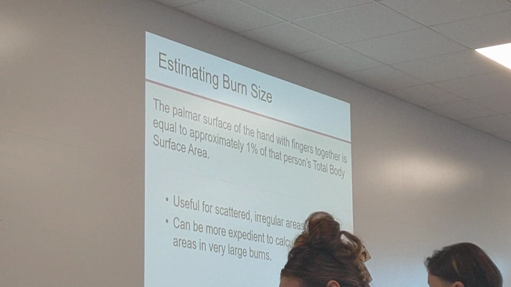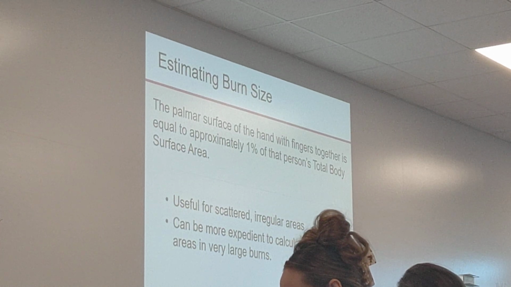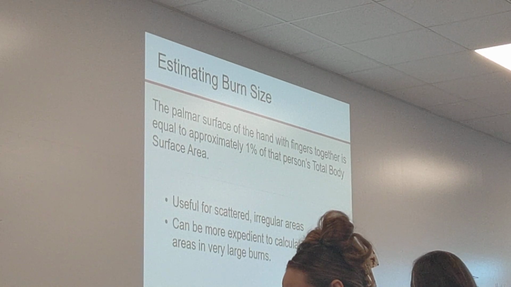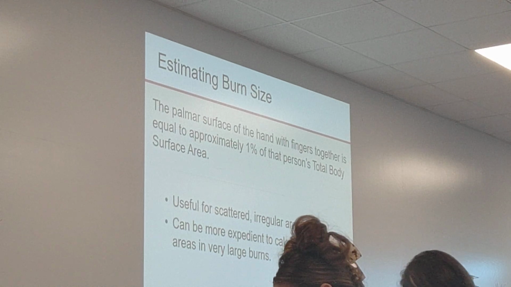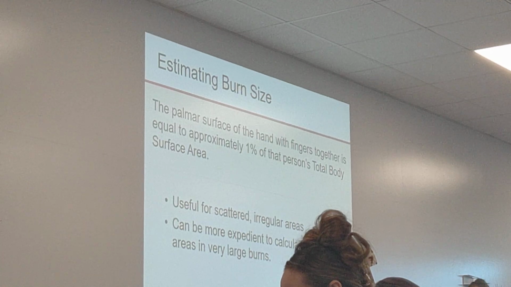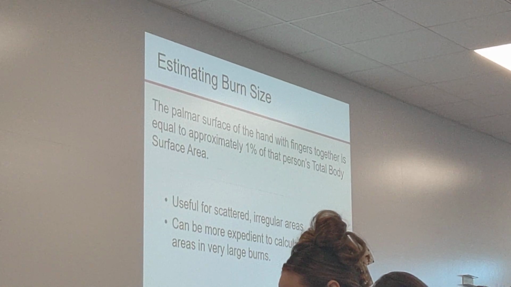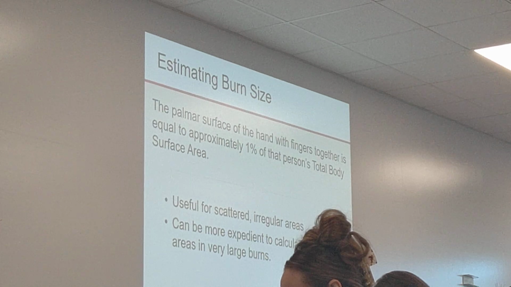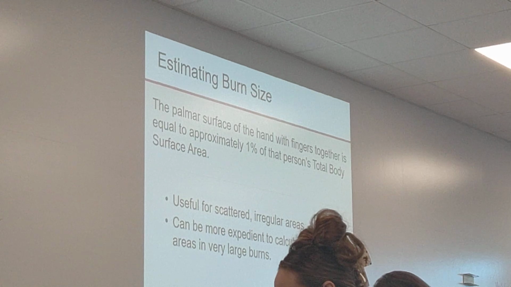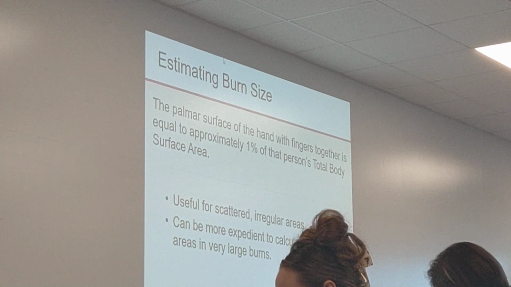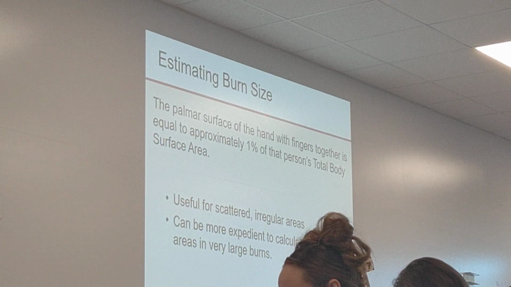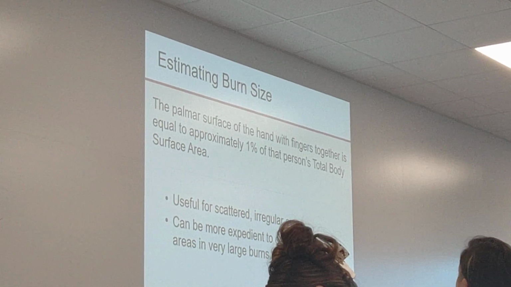They also have the palmar method, where you can use the palm, and it's 1% every time you move your hand across the burn area. So say you have a small area that's burned on the chest and the whole rest of the body is fine, or on the arm, you can take your palm and just say, is it 1%, 2%? Is it their palm or your palm? It would be their palm, because it's their body surface area. So they use that if it's like a scattered kind of thing, not like the whole arm or the whole leg.